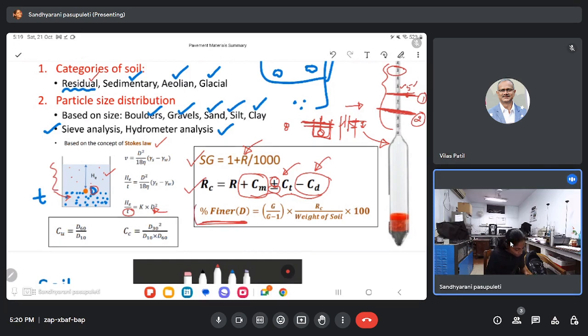So how much amount of that will be final? That can be determined using this formula. We know the corrected hydrometer reading, and also we know the weight of the soil that we have already mixed into the solution. So these are the three main things that we can observe from the hydrometer analysis.